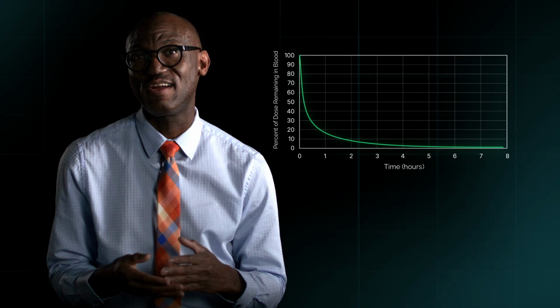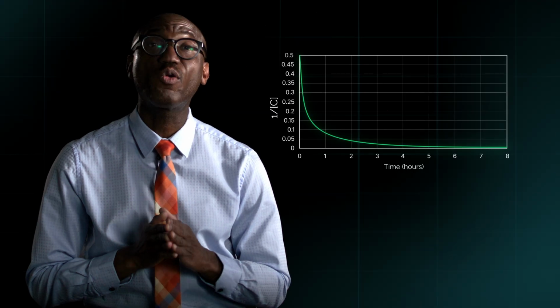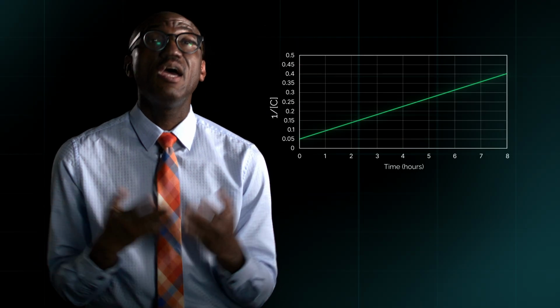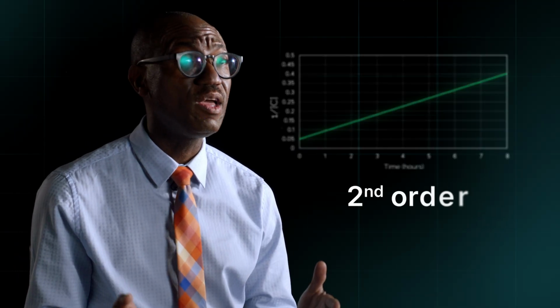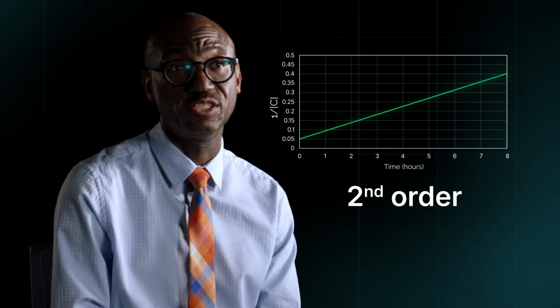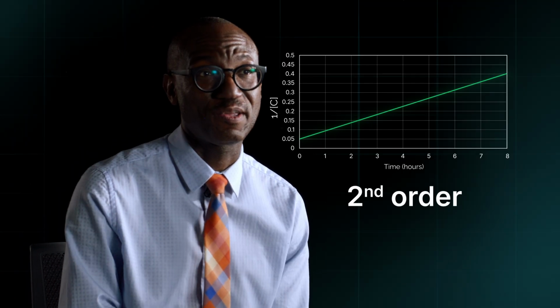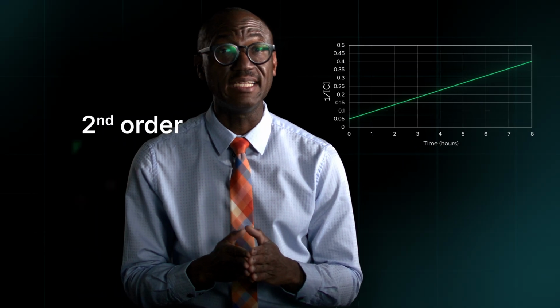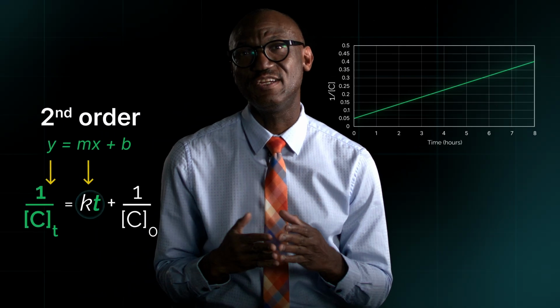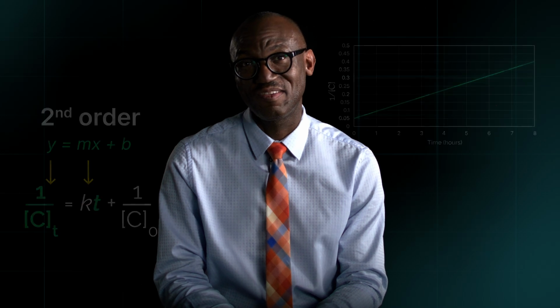In second-order processes, the concentration versus time plot is also nonlinear. However, plotting the inverse of concentration against time creates a straight line. If my mother were prescribed a drug metabolized through a second-order process, we could use these inverse concentration plots to adjust her dosing. This straight line relationship between 1 over concentration and time is the defining feature of second-order processes.